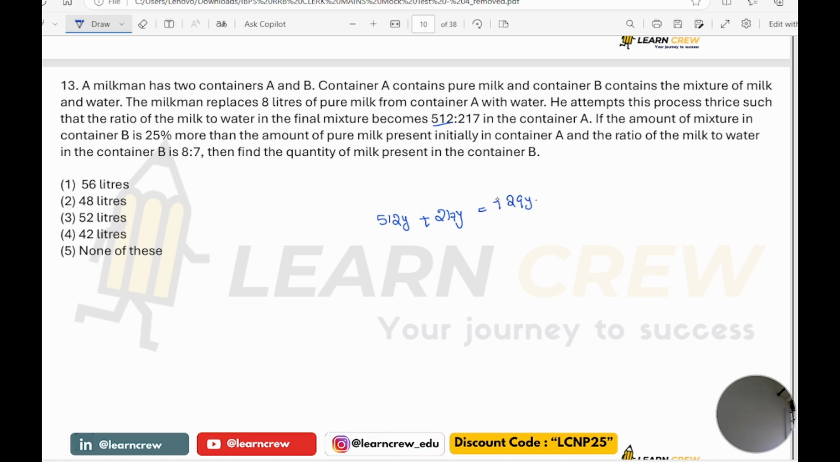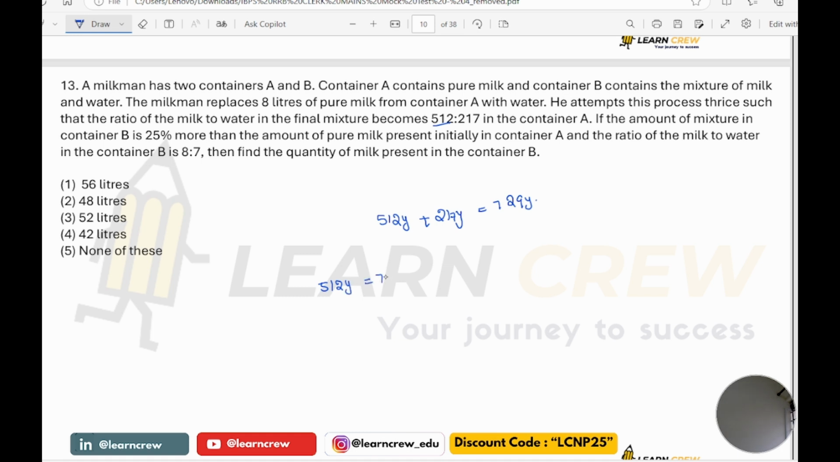And what happened here? Please see. Finally, it is given that the final quantity of pure milk is equal to the initial quantity of pure milk into (1 minus the amount of replacement done by the amount of liquid in container A) whole power n, where n is the number of times it is replaced. So I can write here with the help of my formula.